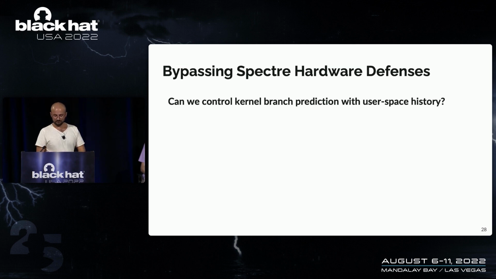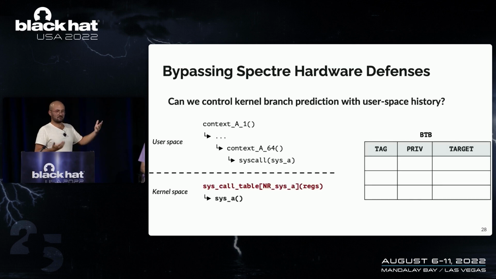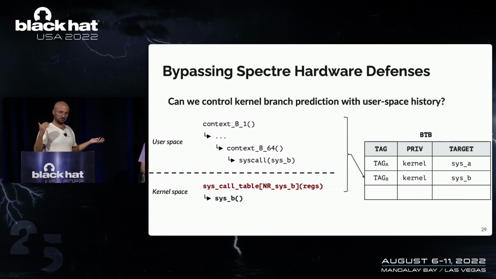So we went back to our example of the syscall read and syscall write, but in this case with two generic syscalls and two generic contexts. What we did was we generated a jump chain in user space that we call context A, and we followed this with a syscall that is called syscall A. And this will generate the entry in the BTB to speculate to syscall A. Afterwards, we do the same for context B and syscall B. So two entries in the BTB for syscall A and syscall B.